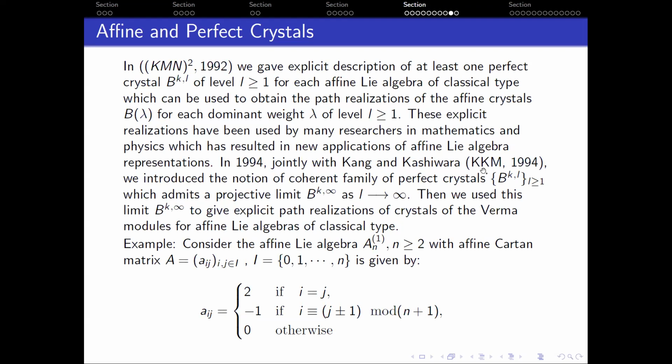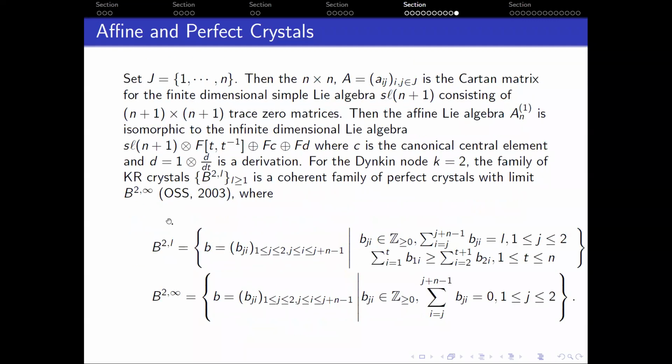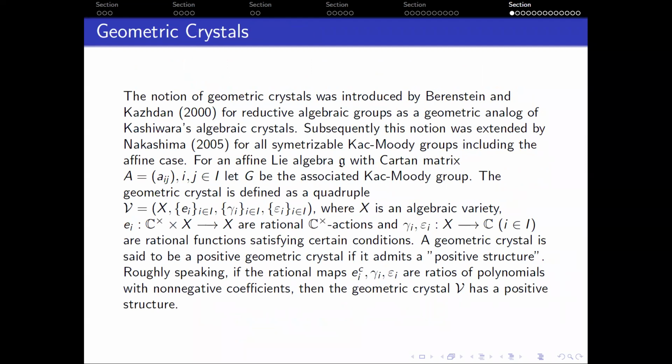So this is Kang, Kashiwara, and myself in '94. We introduced the notion of a coherent family of perfect crystals, whose projective limit we denoted by B(∞). And that we actually used to give the path realization for the crystal of the Verma module. Here is some example, but anyway, I also had some geometric crystal in the abstract.